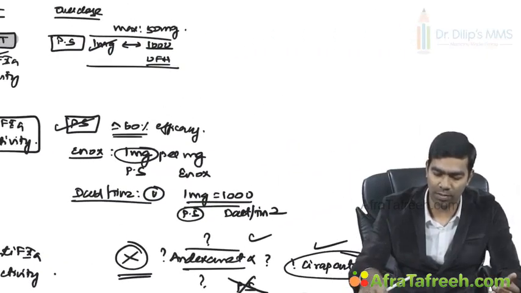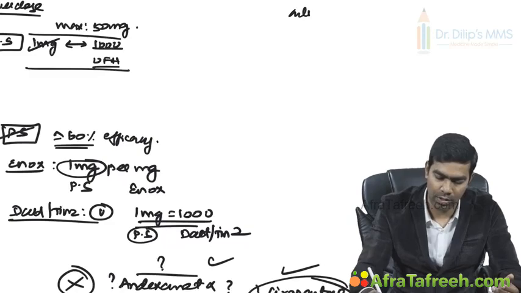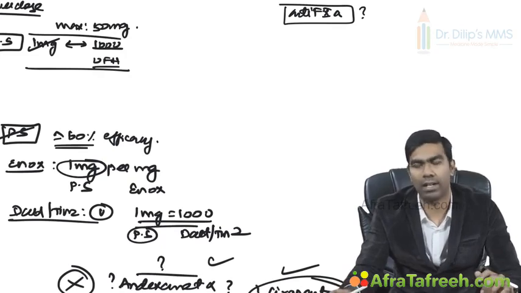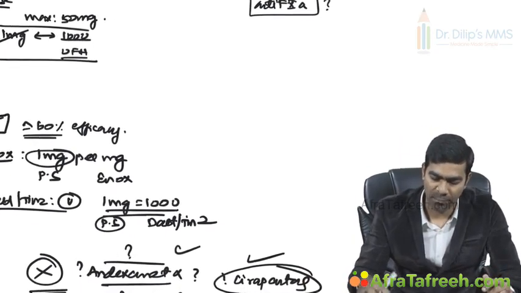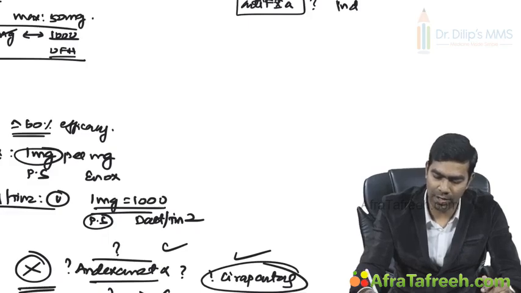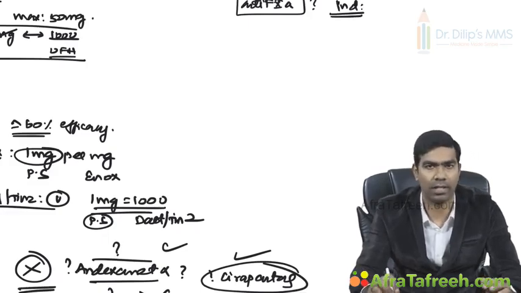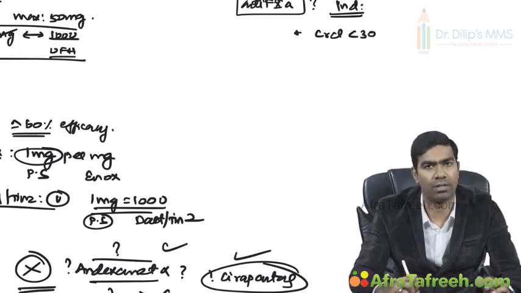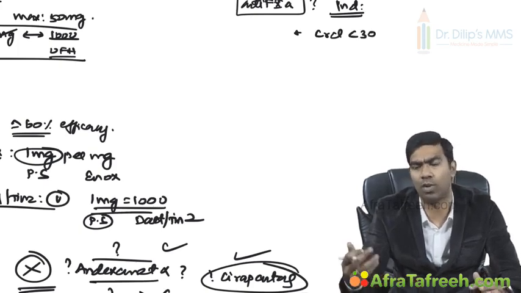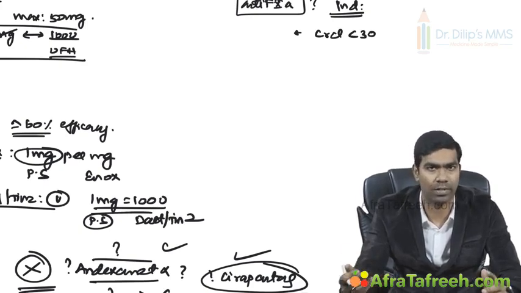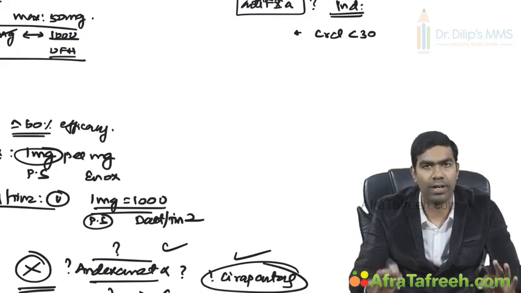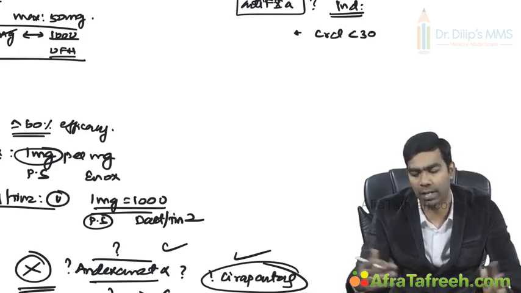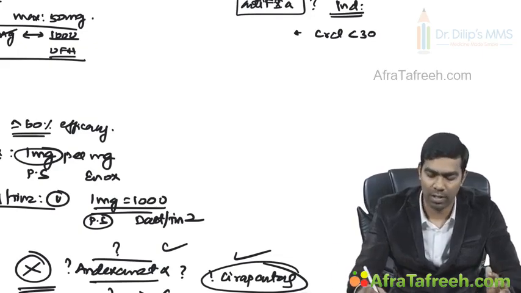So what is the importance of anti-factor 10A activity? When will you measure this anti-factor 10A activity? Let us see the indications. Not in all patients do we test anti-factor 10A. Number 1, creatinine clearance less than 30, which means deranged kidney function. Definitely, because low molecular heparin and fondaparinux are cleared by the kidney. So for low molecular heparin, when the kidney function is deranged, it's better to titrate the levels with anti-factor 10A activity.